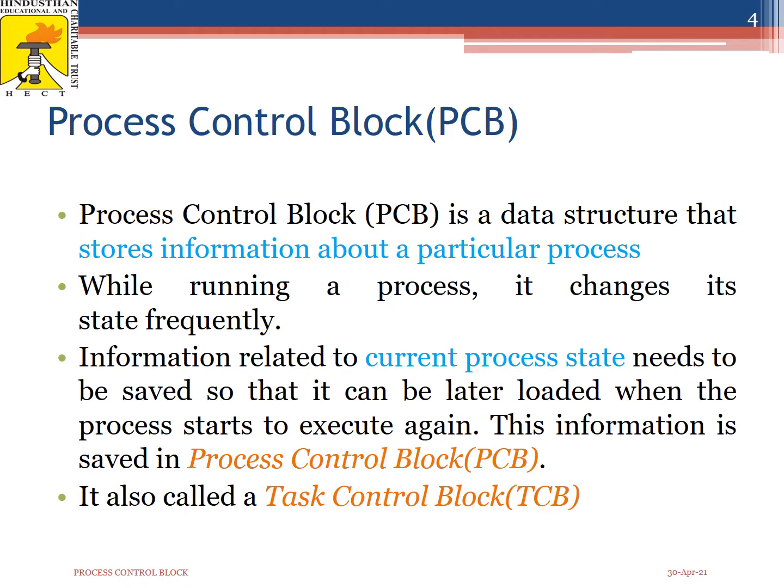Next, we are going to see what is the use of process control block. While a process is running, it changes its states frequently. Hence, the information related to the current process state needs to be saved. So, whenever a process needs to resume its execution, the information in PCB can be utilized to load the process in main memory. That's why the process related information is saved in process control block. Another name of process control block is task control block.